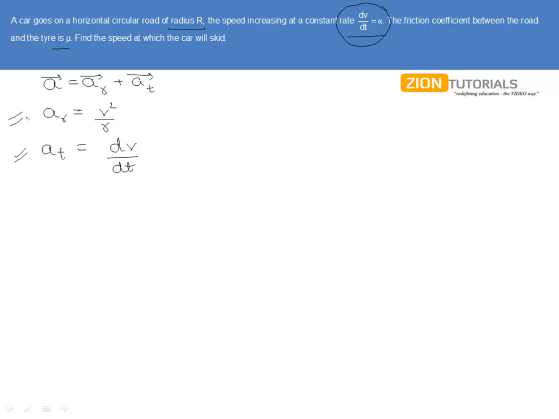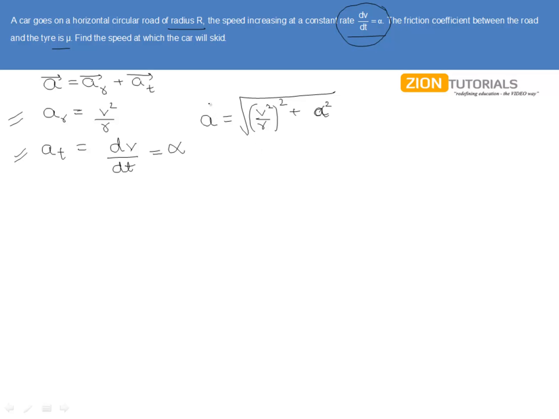by the radial acceleration. So we can have the resultant acceleration as under root of tangential acceleration square plus radial acceleration square, that is v square by r whole square plus alpha square, where alpha is dv by dt.